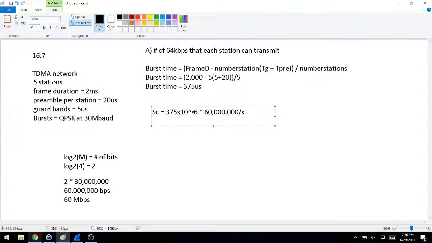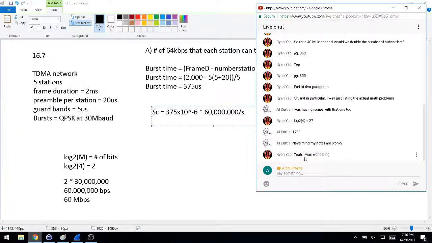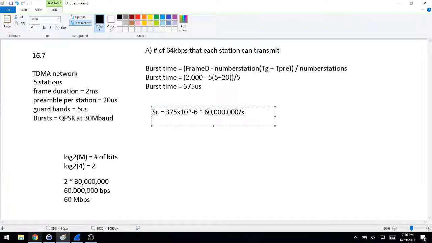Because now we're actually trying to find the bit rate, or how much data these stations can push. Ryan says, yes, I was wondering. Yeah, my apologies. All of us get rusty on our metric units from time to time.